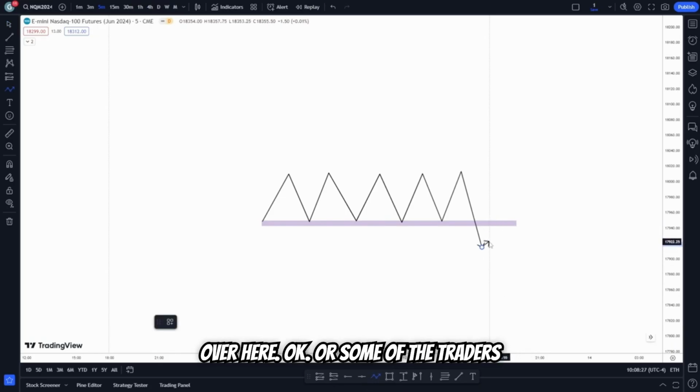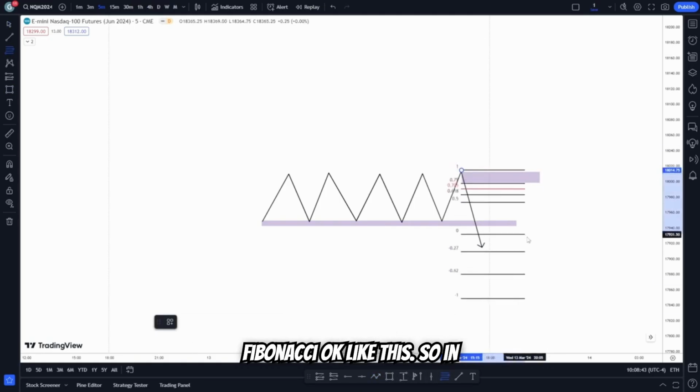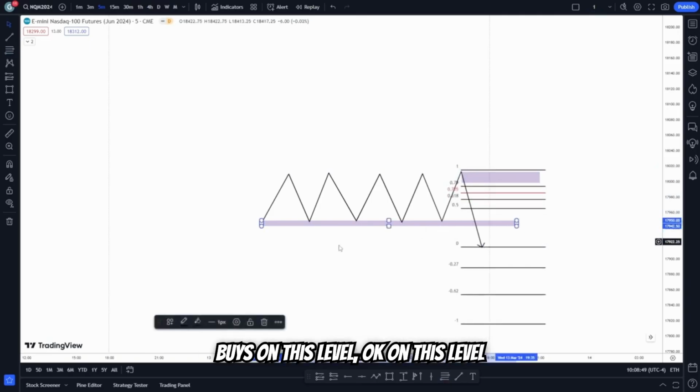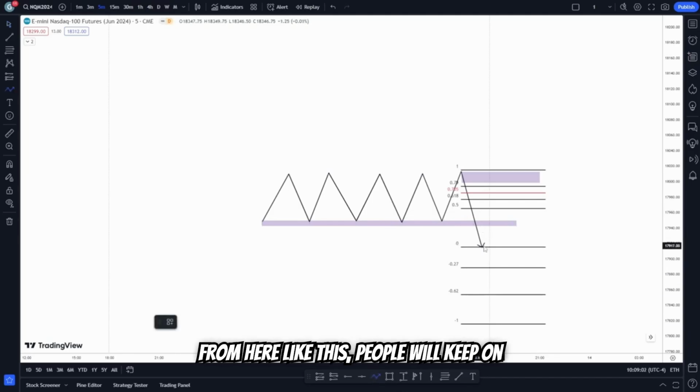Or some of the traders who are a little bit advanced from the beginner's point of view, one step ahead of beginners, will think this is a supply zone over here, or they will use a Fibonacci like this. So in this price leg, first of all, people took buys on this level, but what happened was price went down, took this low, so all of their stop losses are taken. And now in this price leg, if price goes up from here like this, people will keep on selling and price will keep on going up, and then it will retest this level first.